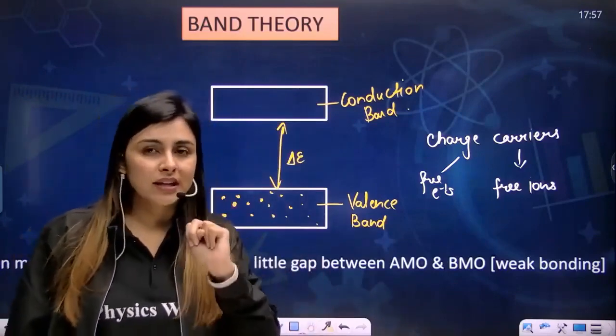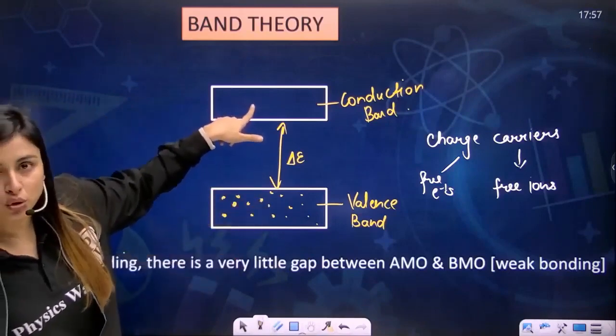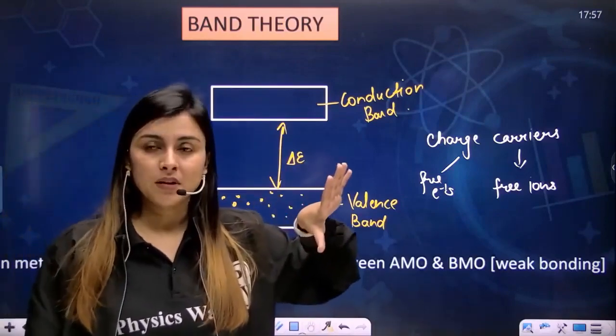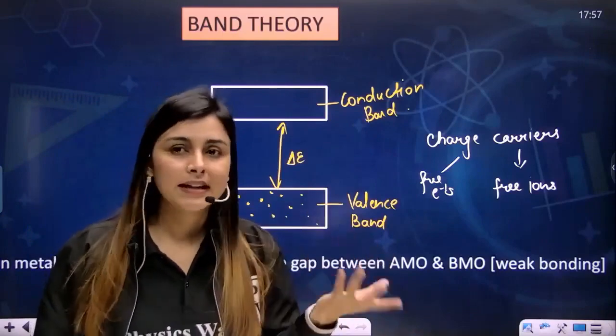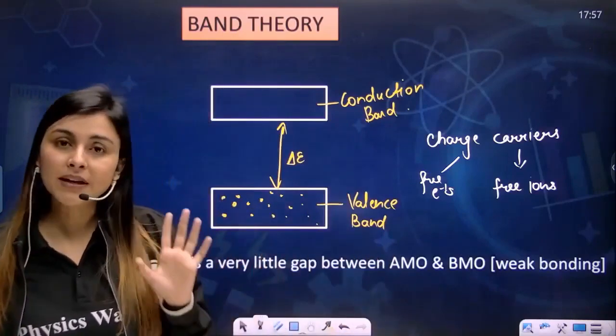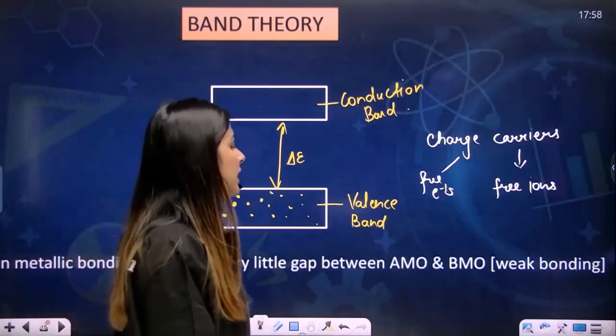So there are 2 things that need to be understood: that few of the electrons have the capability to go to the conduction band, and the conduction band should be empty. If it is empty only, then electrons can go there and move around freely and they can conduct electricity, right? So these are the 2 things that we need to keep in mind. In metallic bonding, there is very little gap between the AMO and BMO.